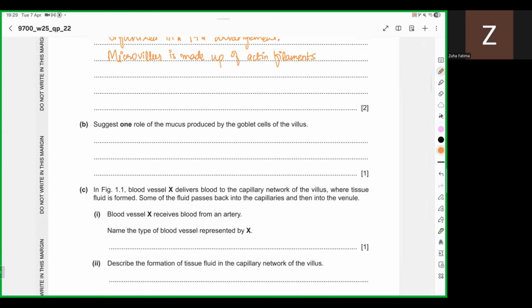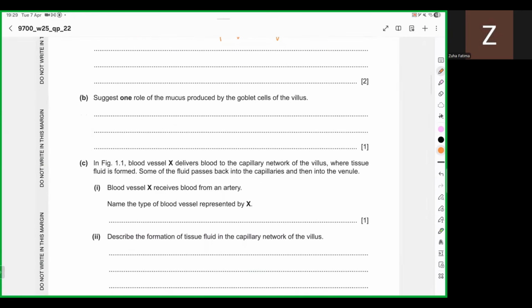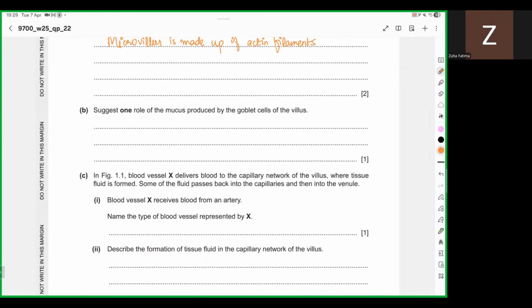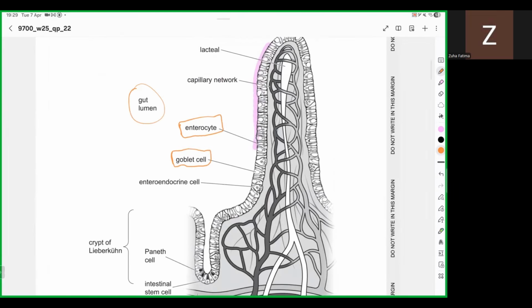Okay, so now: state one role of the mucus produced by the goblet cells of the villus. So our apical surface basically has a mucus lining on it, right? Mucus is basically a thick fluid. Now when we talk about mucus in the epithelium of the small intestine, it basically is there to trap pathogens if any pathogen has entered through the food that we are consuming.